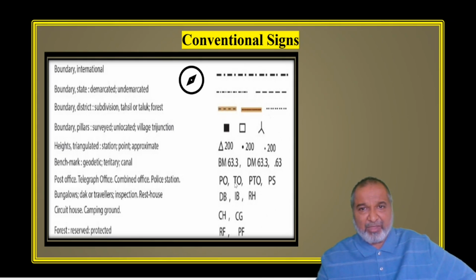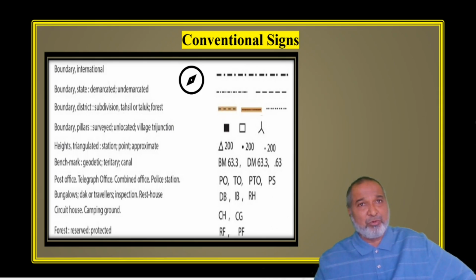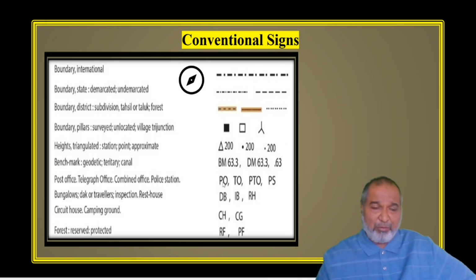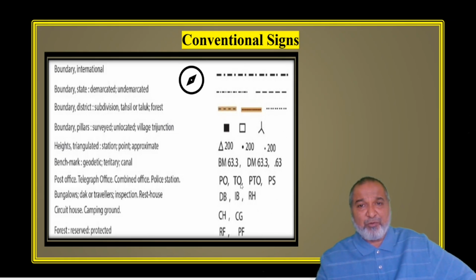Post office, PO. PO means post office. And the distance between two districts is measured, for example Pune, Bombay. From Pune GPO to Bombay GPO, this will be the distance that has been measured. So this is very important. Post office. Then telephone office. TO is the telephone office, and the combination of these two is the post and telegram office. So remember these three: post office, telephone office, PTO, post and telegram office.